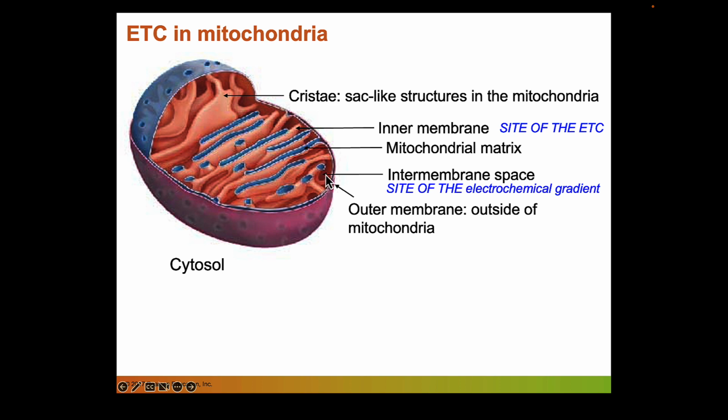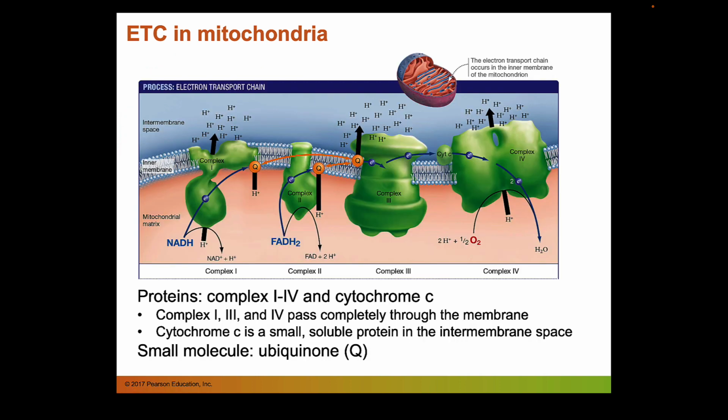And in the intermembrane space, we're actually going to generate an electrochemical gradient. We'll talk about how that happens, but I just want to orient you to the locations that we're talking about. So embedded within the inner membrane is the electron transport chain, and it is primarily composed of proteins. Those proteins are complex 1, which is a series of proteins in this complex, complex 2, complex 3, complex 4, and a small soluble protein called cytochrome C.